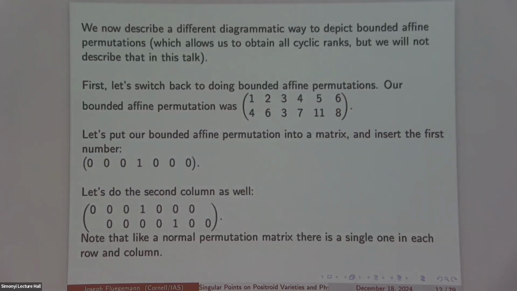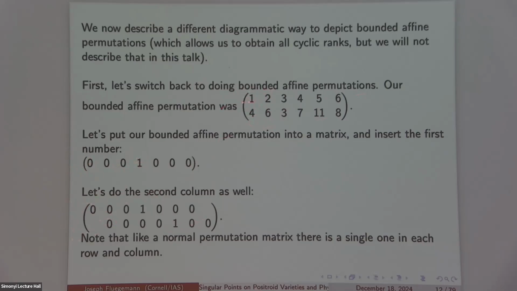So there's a different diagrammatic way to depict the bounded affine permutation that will be useful at the very end, like basically the last part with the physics application. So basically you just, G of 1 is 4. So you draw, I guess, 4 elements over, and then I guess G of 2 goes to 6.